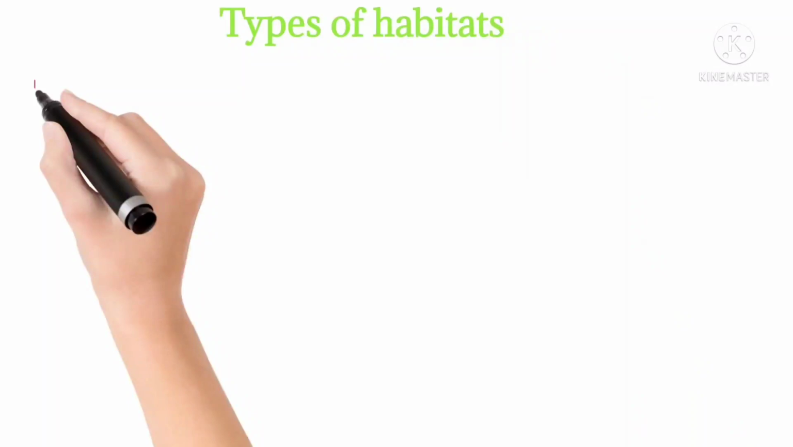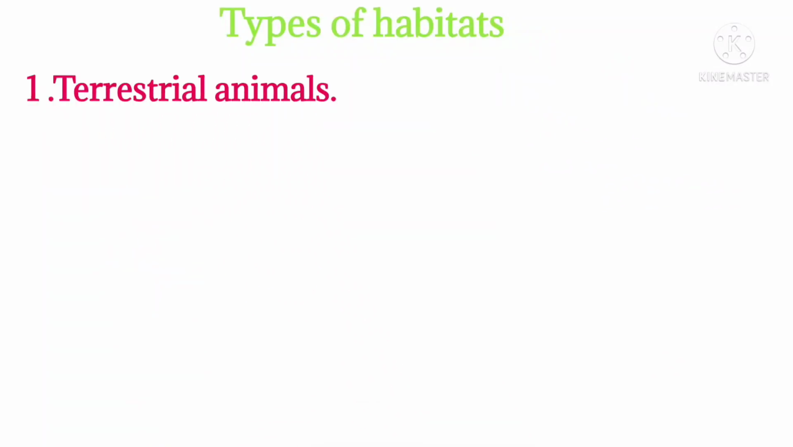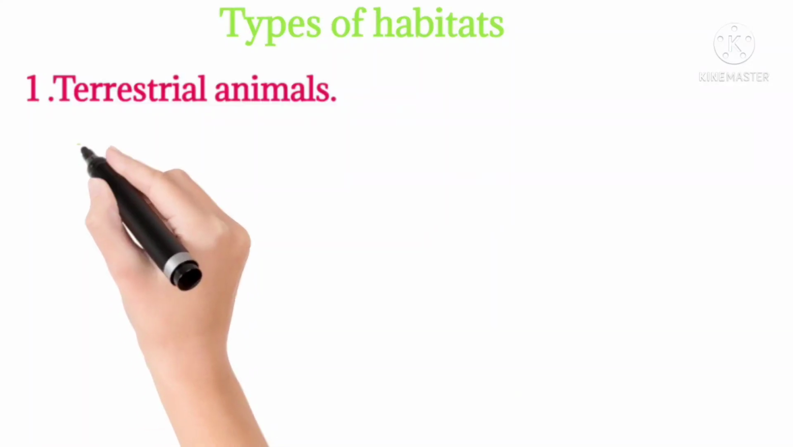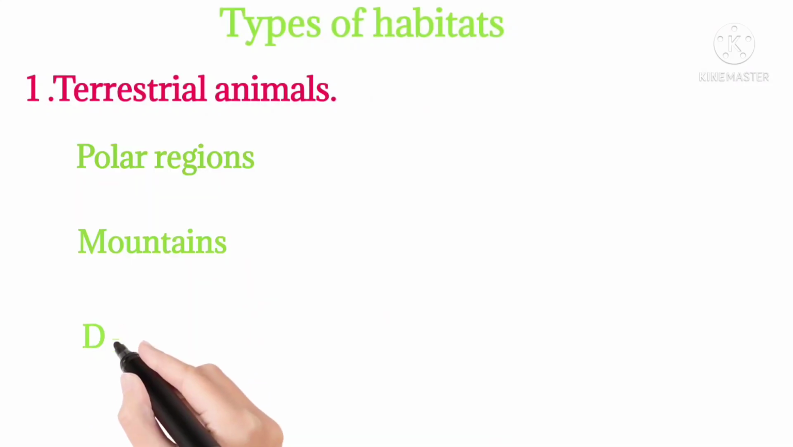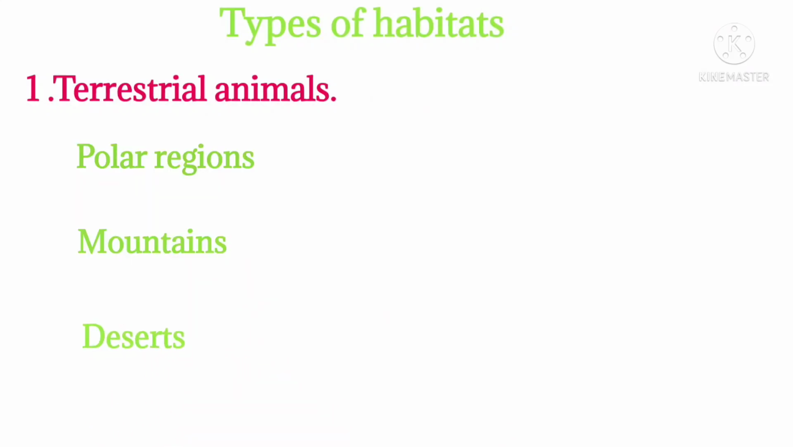First, terrestrial animals. Animals living on land are called terrestrial animals. I will give more explanation throughout my video. Most of the land animals have legs to walk and lungs to breathe. Terrestrial animals live in polar regions, mountains, deserts and forests.